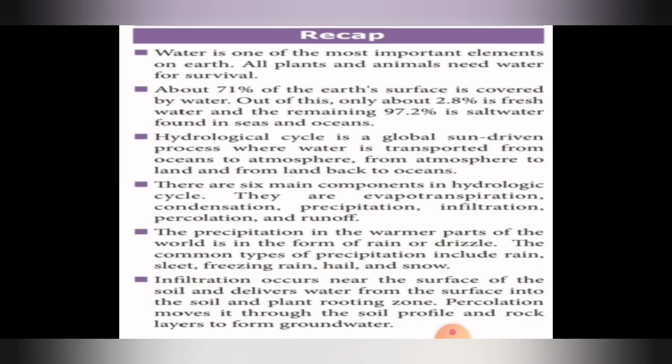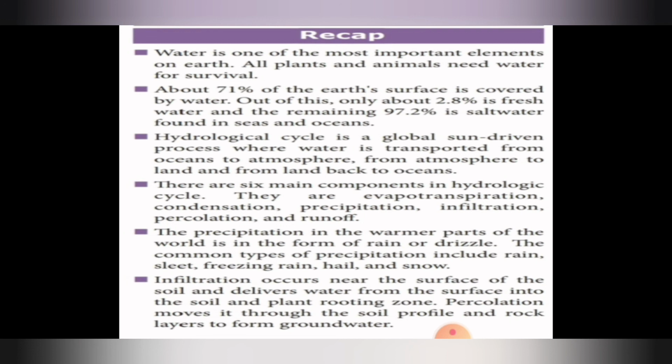So let's recap the lesson. Water is one of the most important elements on earth. All plants and animals need water for survival. About 71% of the earth's surface is covered by water. Out of this, only about 2.8% is fresh water and the remaining 97.2% is salt water found in seas and oceans. The hydrological cycle is the global sun-driven process where water is transported from oceans to atmosphere, from atmosphere to land, and from land back to ocean.